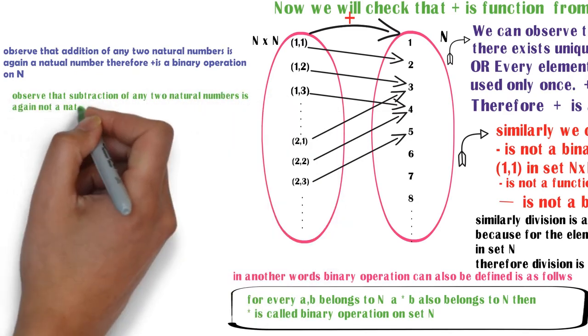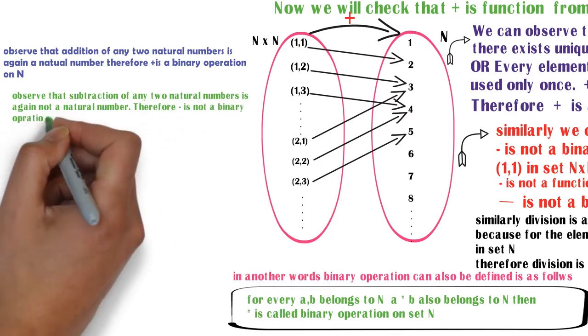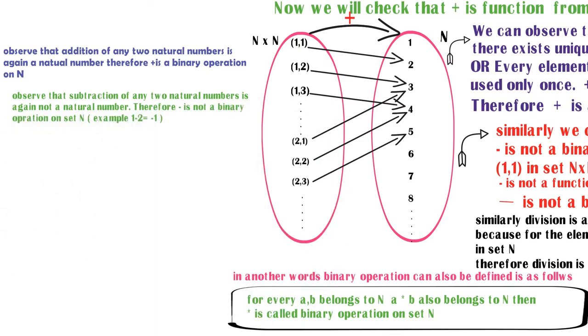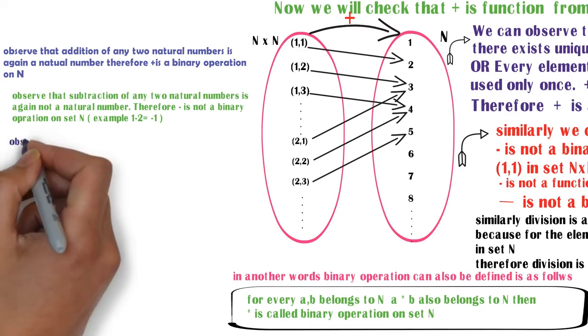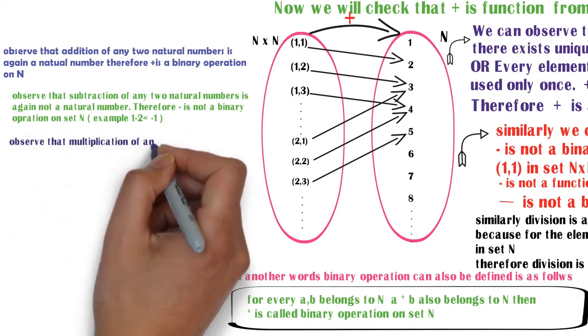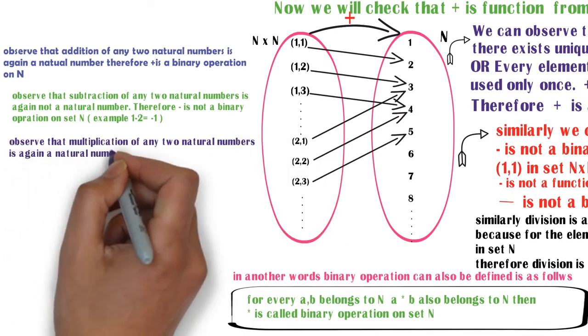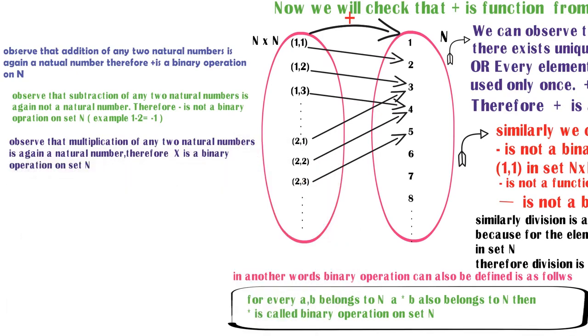Observe the subtraction. Is the subtraction of any two natural numbers always a natural number? Please think. You observe the example 1, 2. 1 minus 2 is minus 1. The subtraction of two natural numbers is not always a natural number. That's why subtraction is not a binary operation. Observe the multiplication. The multiplication of any two natural numbers is again a natural number. Yes, multiplication of any two natural numbers is always a natural number. So multiplication is a binary operation on the set of natural numbers.